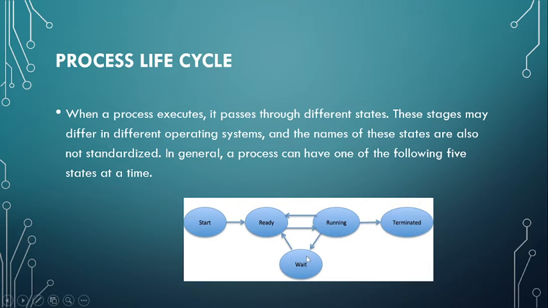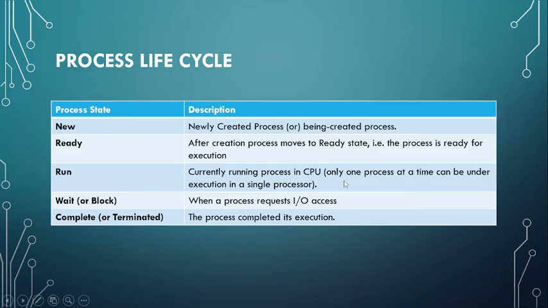You can see that from the wait state a process cannot go directly to the running state. It has to go to the ready state, and only then can it go to the running state. Okay, this is how the process life cycle actually works.